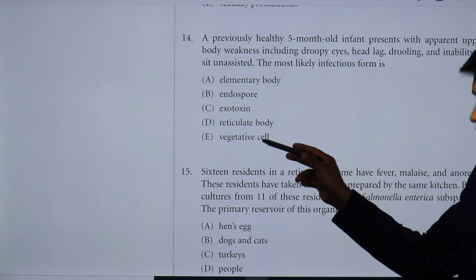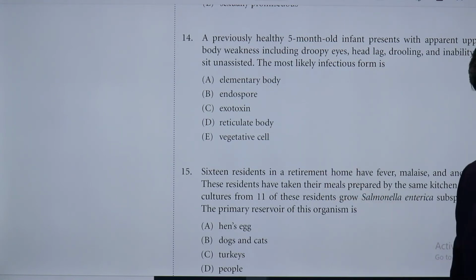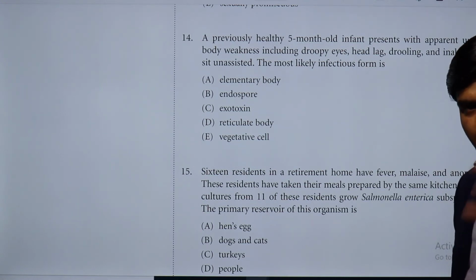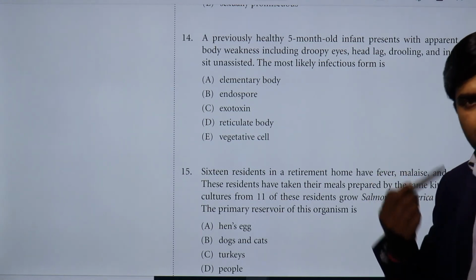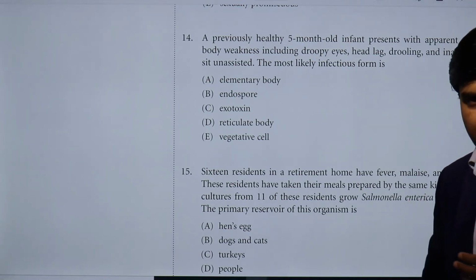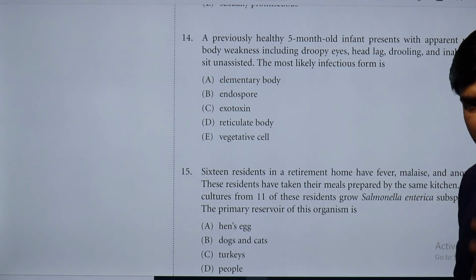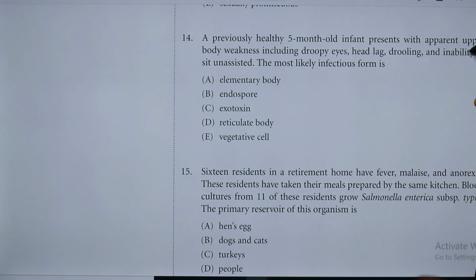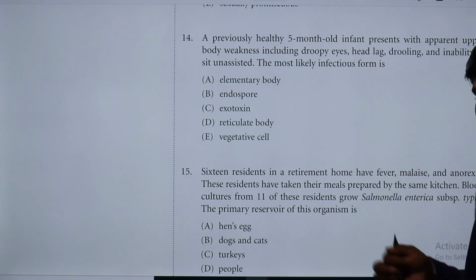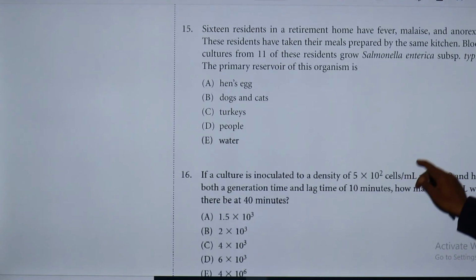Reticulate body is again affiliated to chlamydia, and vegetative cell is also not the answer, because the endospore is in the honey, and after ingestion of the honey, when it enters inside your body, then it will convert into the vegetative cell. So the infectious form is the endospore of Clostridium botulinum, and that is your answer. Okay, let's move forward again.